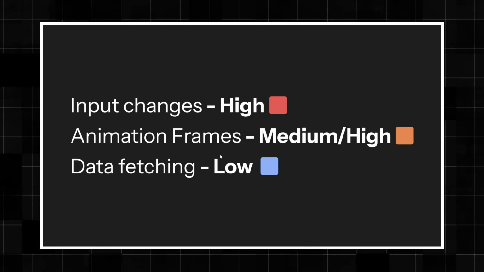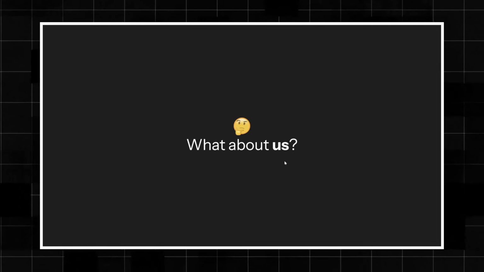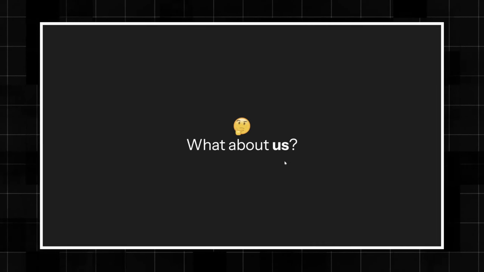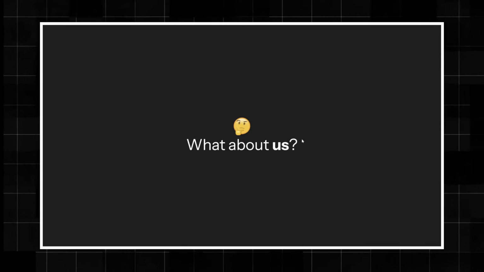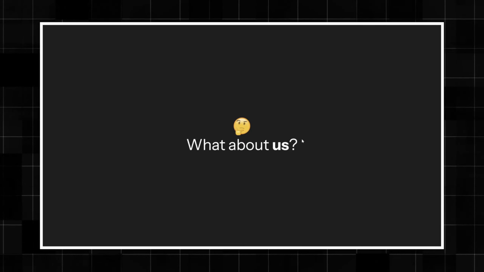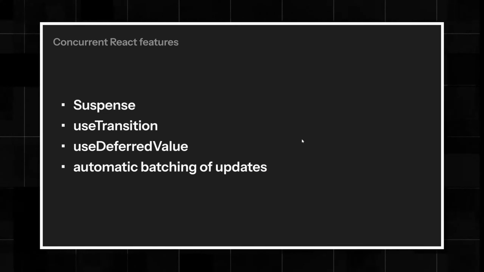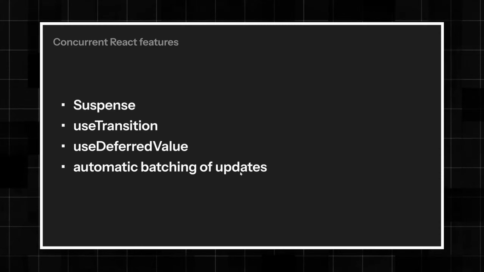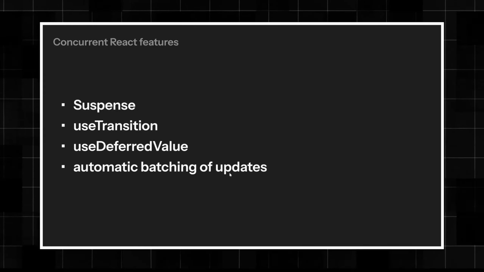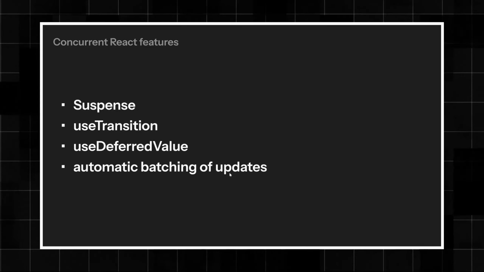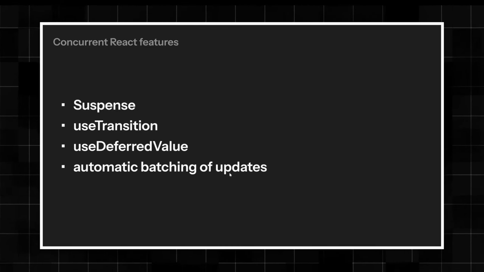So what about developers? Do they have to do anything to enable this? Not really. You don't have to flip on concurrent mode anymore. It's built into React 18. So you get a lot of features out of the box like useTransition, useDeferredValue, Suspense, even automatic batching of updates that React does. So it essentially groups multiple state changes together into one render. All of that happens behind the scenes automatically with React 18.